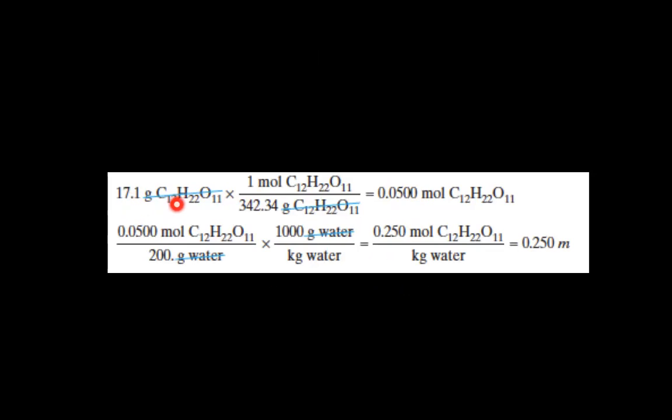We've got 17.1 grams of sucrose. The molar mass by adding up all of that is 342.34. That means we have 0.05 moles of sucrose. Now we're going to put that over our 200 grams of water. We're going to convert grams to kilograms. So we get 0.25 moles per kilogram. That is a concentration of 0.25 molal. Everyone with me so far? I'll assume that's a yes.